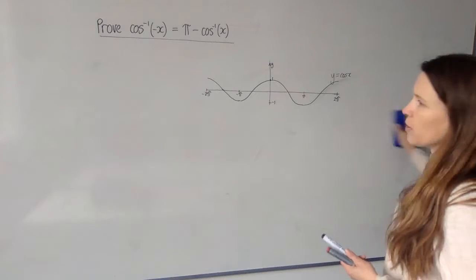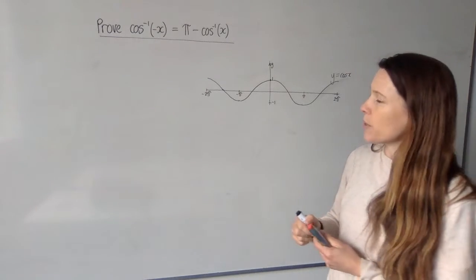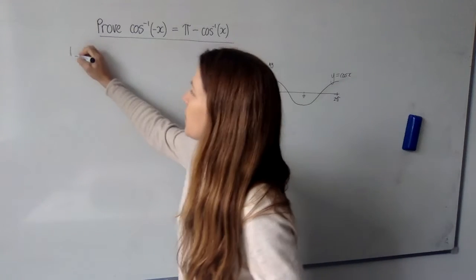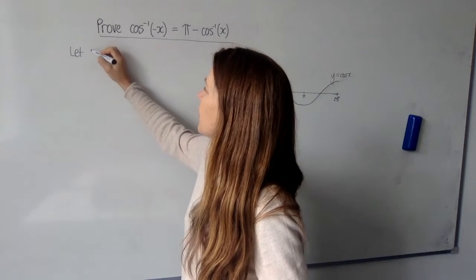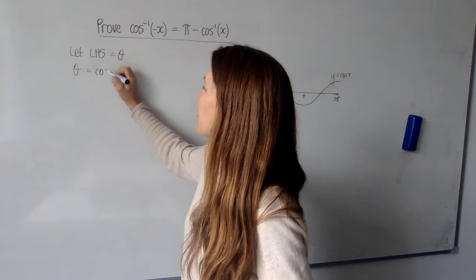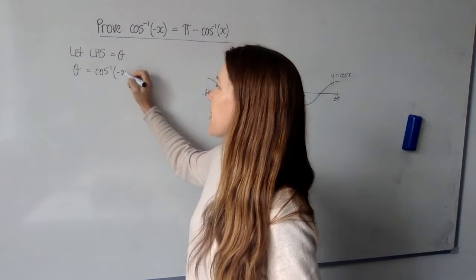So to start this one, start it the exact same way as you did before with the last two. Take the left-hand side and just let it equal theta. So let's write: let the left-hand side equal theta, therefore theta equals the inverse cos of negative x.